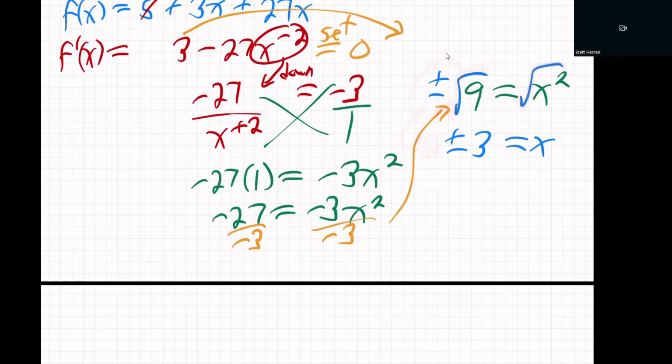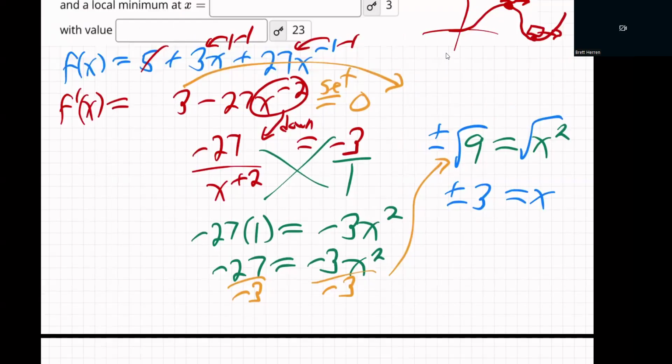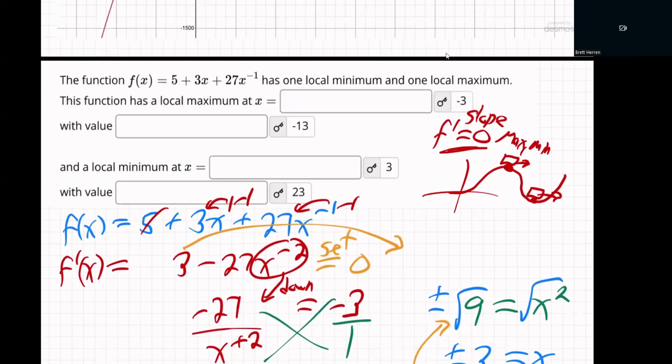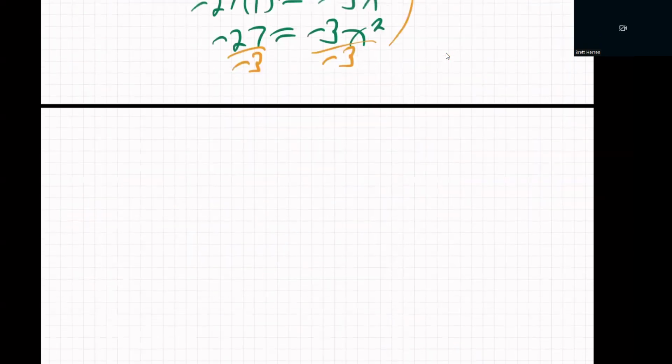Don't forget that because we know 3 squared is 9, but so is negative 3. Negative 3 times negative 3 is also 9. So we know they're both right answers. Okay, so positive 3 and negative 3. Now, though, how do you know which one's a local max, which one's a local min, all that kind of stuff? Well, you got to go to the number line.